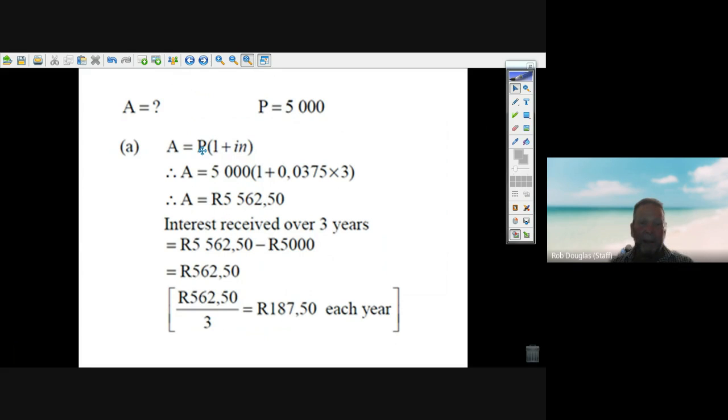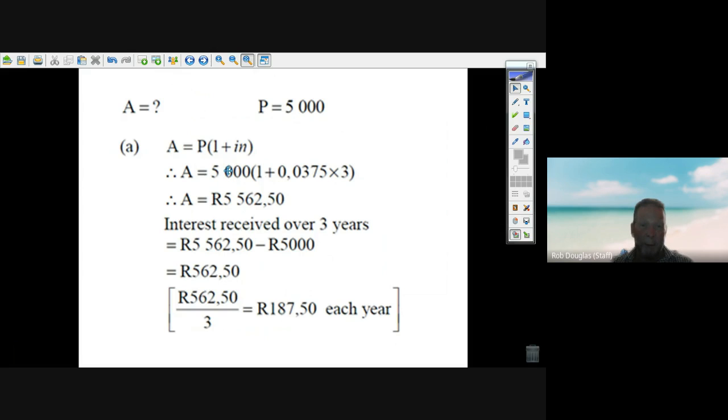If we did simple interest, it's just I times N. Well, this is what you do. You take your money and you go 1 plus I times the number of years, and you just put that into your formula, and you get the exact same answer. You can type that into your calculator.